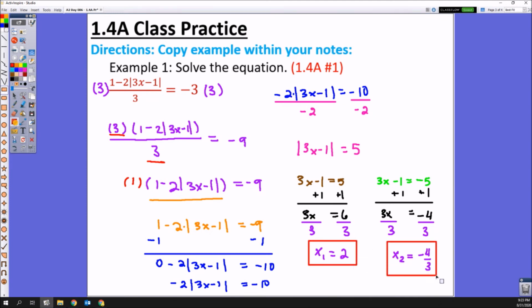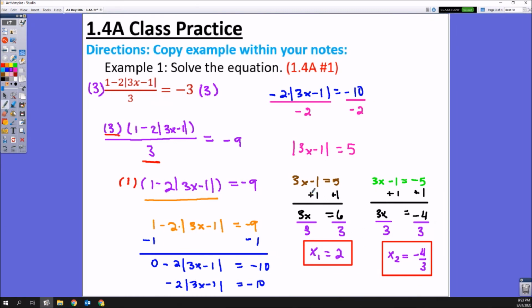Now, I mentioned before I wrote these equations side by side so that you can see that the first step, I added 1 to both sides, and I did the same thing for both equations. When I finished with step 1, my next step is I divide both sides by 3 to solve for x. And again, you see how I did the exact same step for these two equations. So when you're solving, you're just doing the same step.